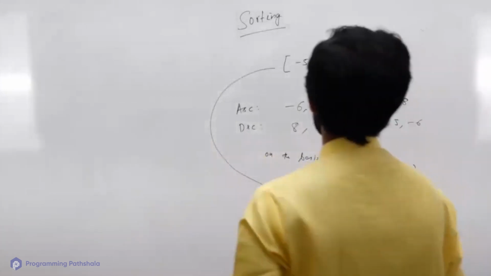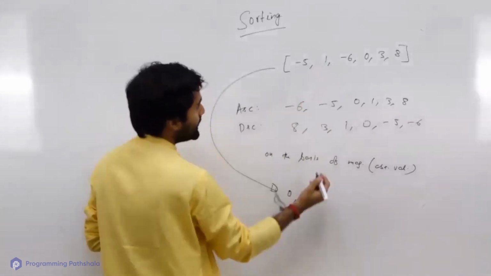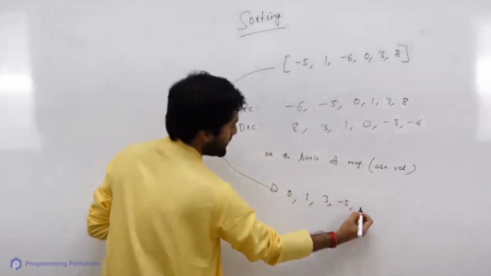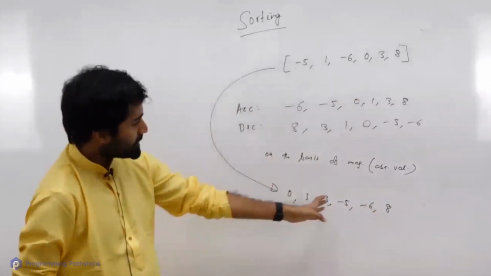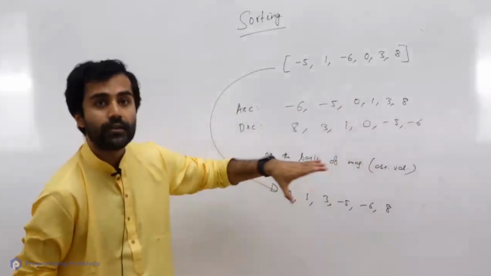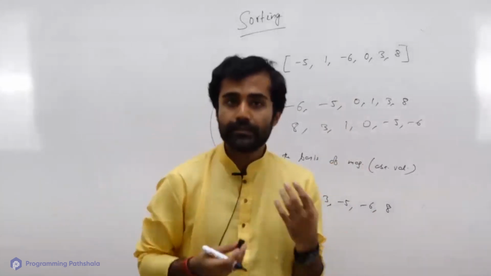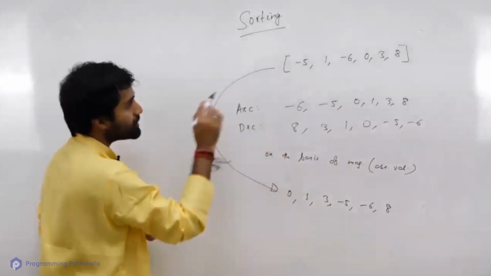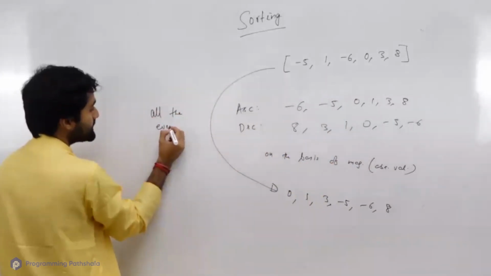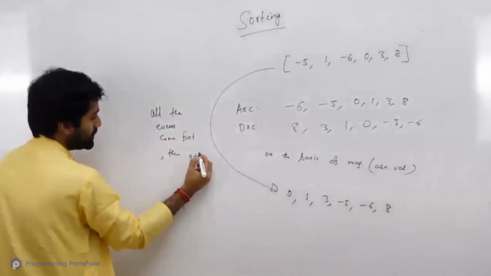So which element has the smallest absolute value here? That is 0. Next 1. Next 3. Next -5. Next -6, and then 8. If you just look at their absolute values, they are 0, 1, 3, 5, 6, and 8, and they are sorted in ascending order of absolute values. Somebody can come up with some other kind of ordering. Somebody can say, sort the data in such a way that all the evens come first and then odds appear.